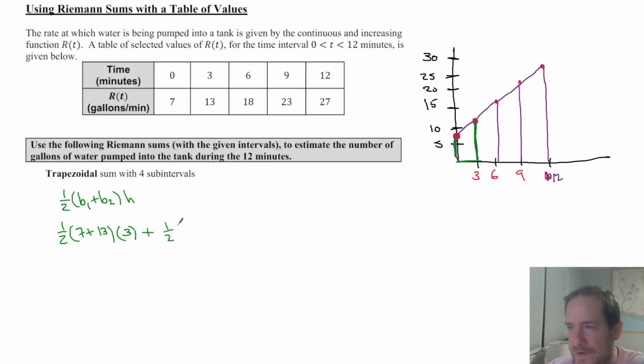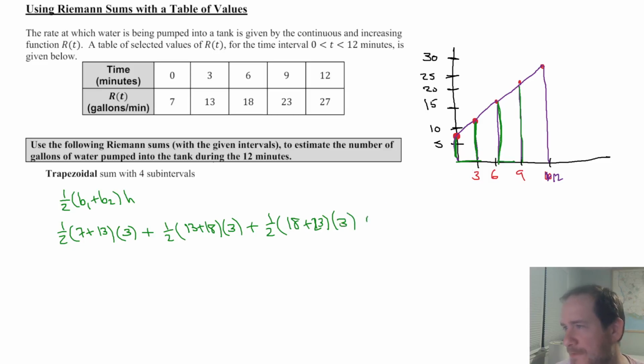Then the next guy will be 1/2. And the bases this time are r of 3 and r of 6. So just the 13 and the 18. And the height is still 3, because that's still going to be the delta x. Then the next trapezoid uses r of 6 and r of 9 as its bases, so 18 and 23. And the height is still the same delta x, same 3. And the last trapezoid uses r of 9 and r of 12 as its bases, so 23 and 27.